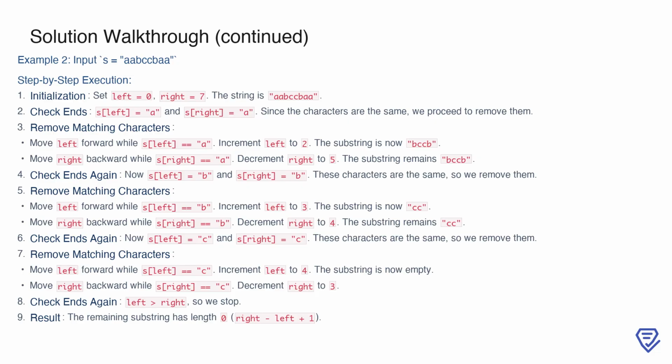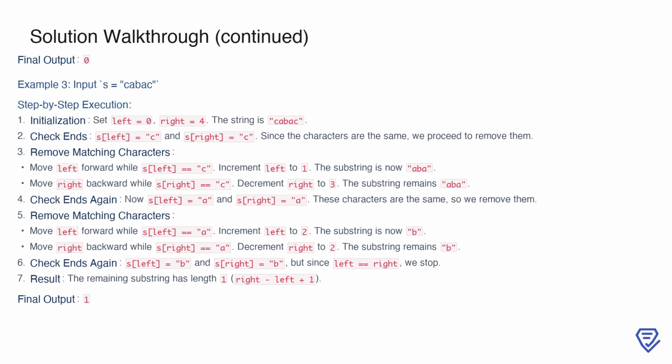We now check the characters at the updated pointers: s[left] is c and s[right] is also c. Since they match, we remove them. Incrementing left to index 4 makes the substring empty, and decrementing right to index 3 confirms that left > right. At this point, all characters have been removed, and the length of the remaining substring is 0. Thus, the final output for this example is 0.